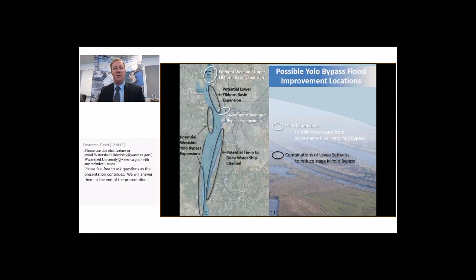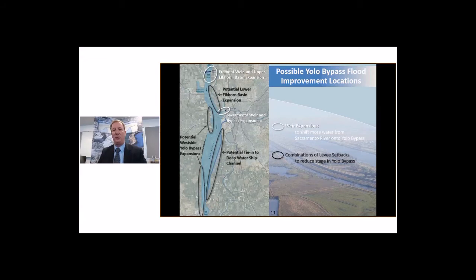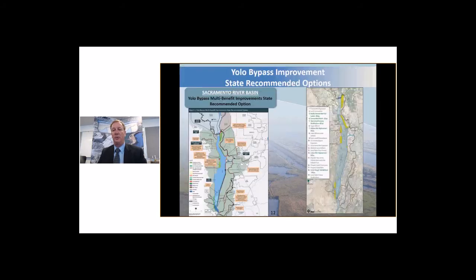Another key aspect is looking at the potential to tie into the deep water ship channel. Currently, the ship channel is operational, but as time has gone on, its use has been reduced, and the economics of maintaining it and looking at opportunities of improved flood control in West Sacramento brings some opportunities for looking at the deep ship channel. Some of the key features identified in the recommended basin feasibility study are shown in the graphic.